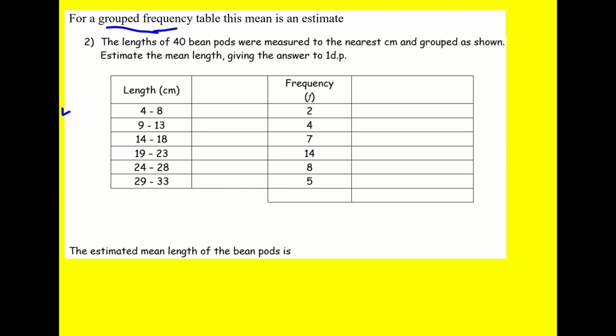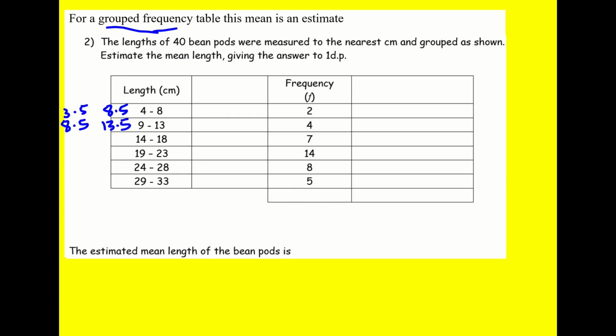So the lower bound would actually be 3.5. If I measured it as 3.5, I'd round it up to 4. And then the upper bound will be 8.5. So I just wanted to recap that idea, because sometimes, especially for histograms, you need to be really careful with the class boundary. I'm not going to write any more. I've given you the idea of what's going on.